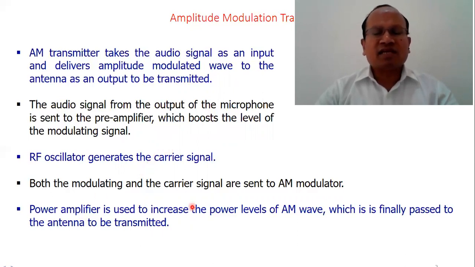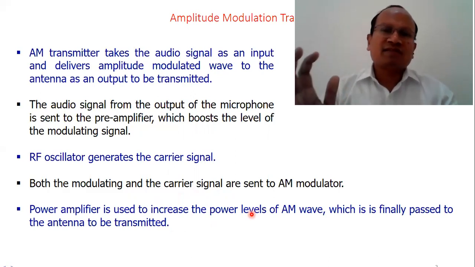Due to a number of operations like mixing and preamplification, the signal strength goes down. So to bring the signal strength to an appropriate level, a power amplifier is used so that the power level of the AM wave is increased, and that high power modulated signal is then fed to the antenna, and then the antenna transmits the signal. So this is the brief description of the AM transmitter.